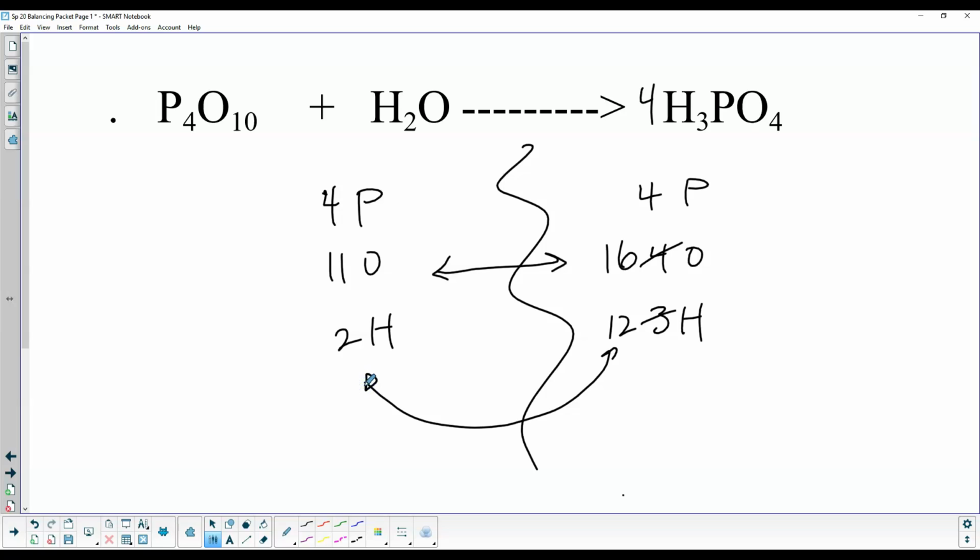2 and 12, all I have to do is if I put a 6 here, 2 times 6, well, that gives me 12 hydrogen. Look at the oxygen now. Here's 6 and here's 10. Well, 6 and 10 are 16. Hey, we just fixed our problem. 4, 16, 12, 4, 16, 12. The coefficients are 1, 6, and 4.